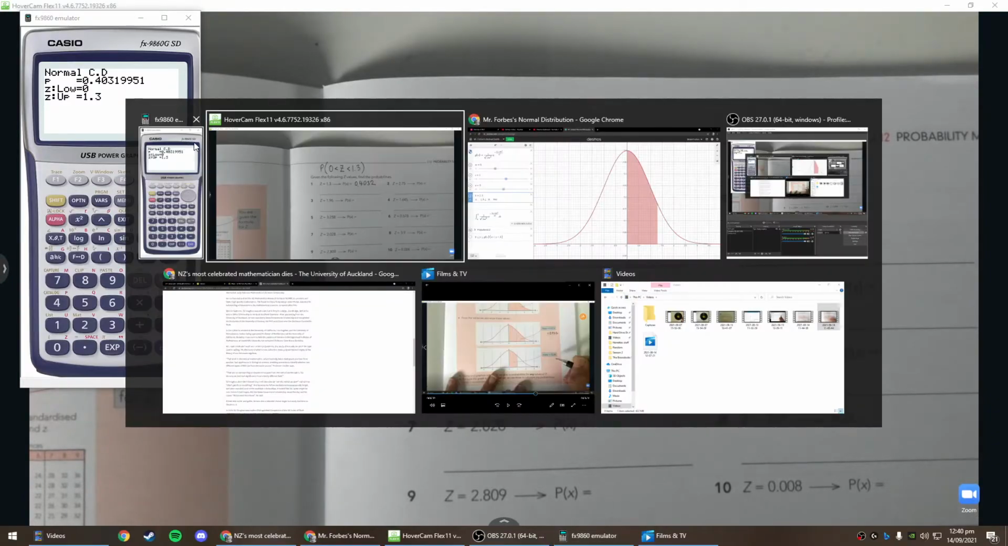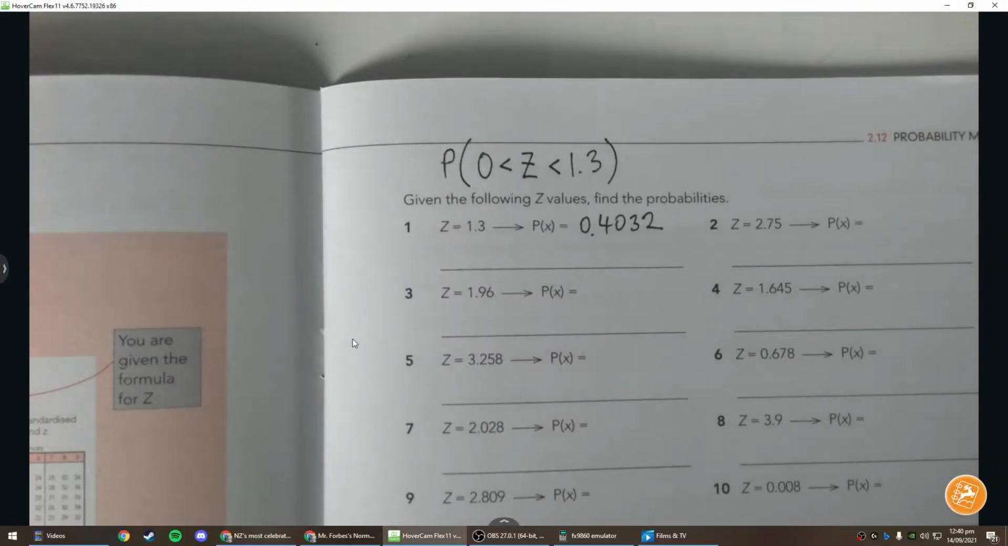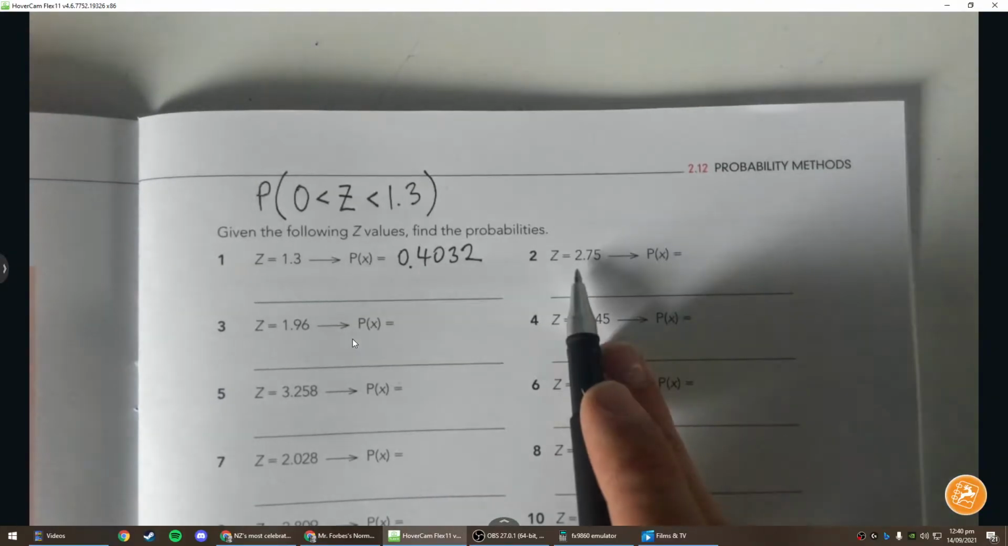The other way to do it is on Desmos. You could just put in a mean of 0 and a standard deviation of 1, that's the standard normal, and we're looking between 0 and 1.3. Down here you can see that the probability is 0.4032. So those are the three ways of doing it, but today we're going to do it from the table. Okay, let's look at the next one.